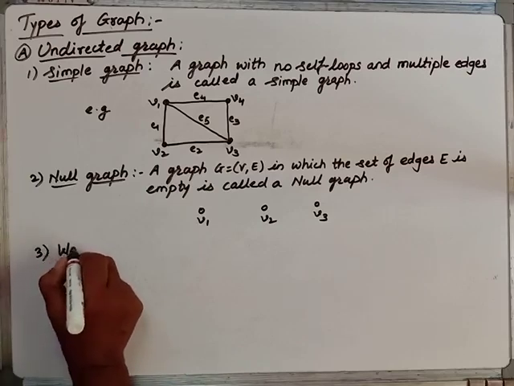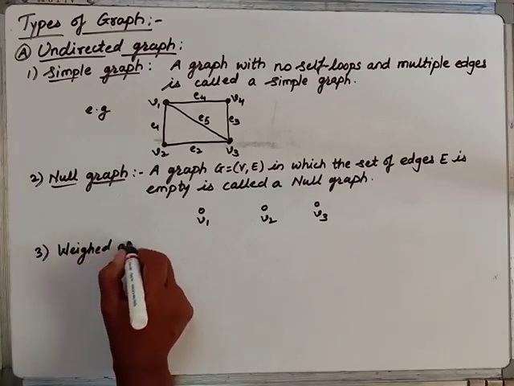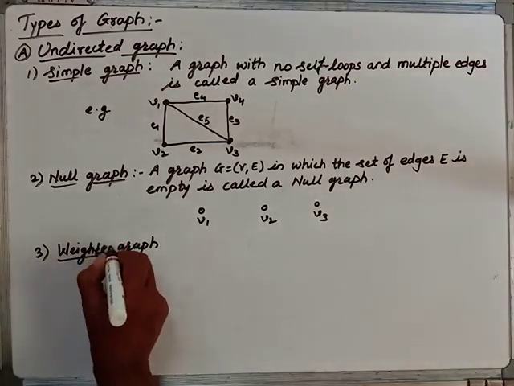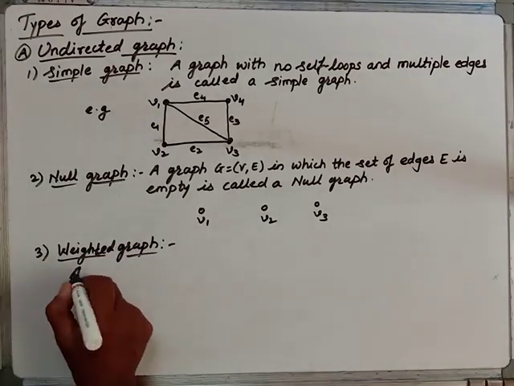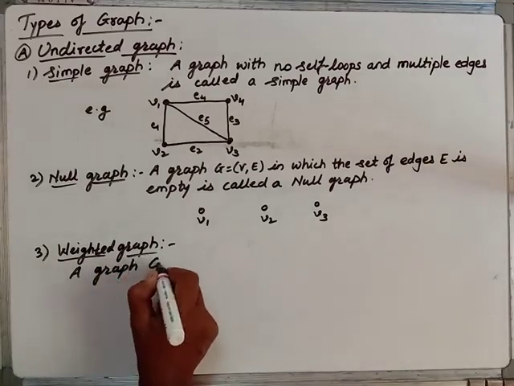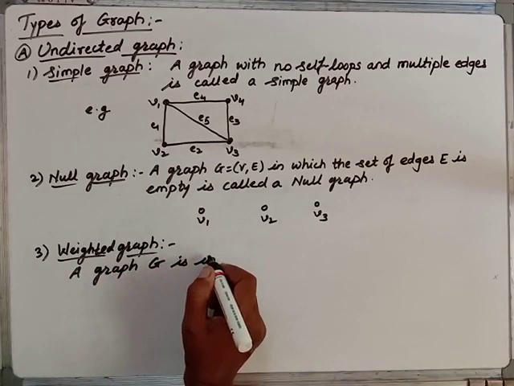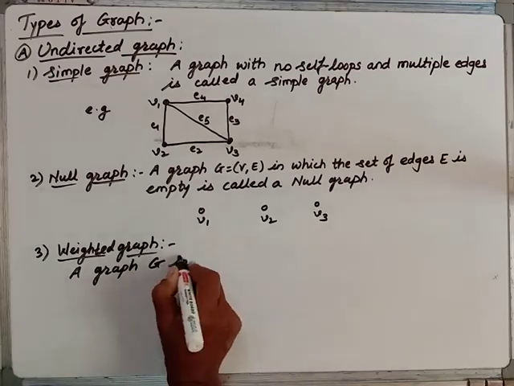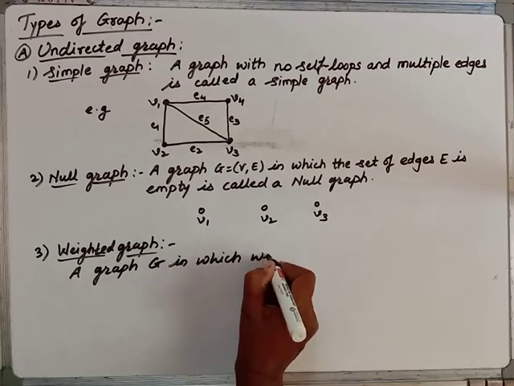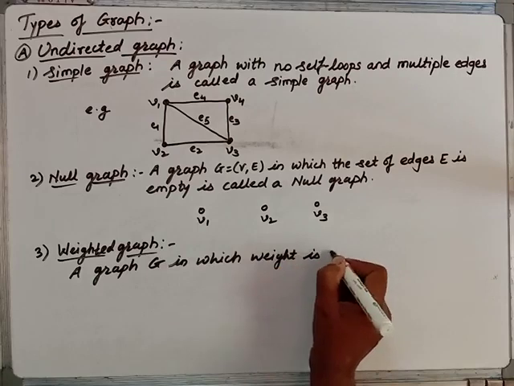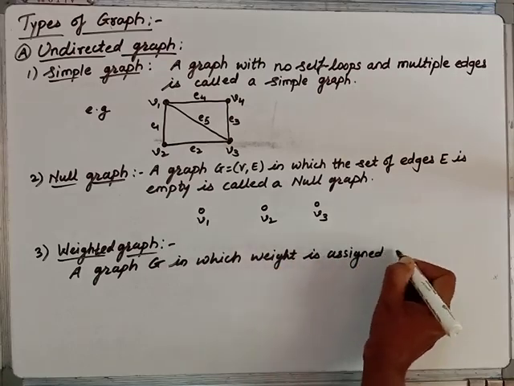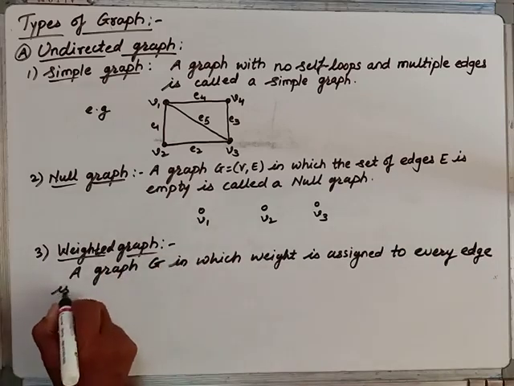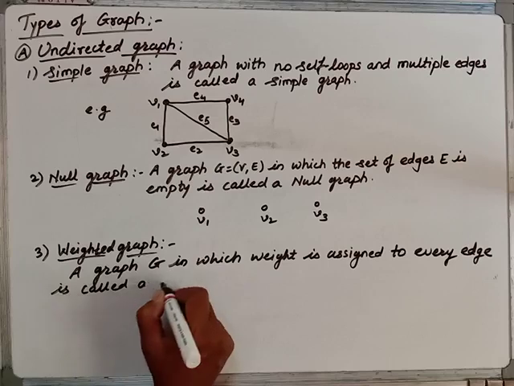Third type, weighted graph. A graph G in which weight is assigned to every edge is called a weighted graph.